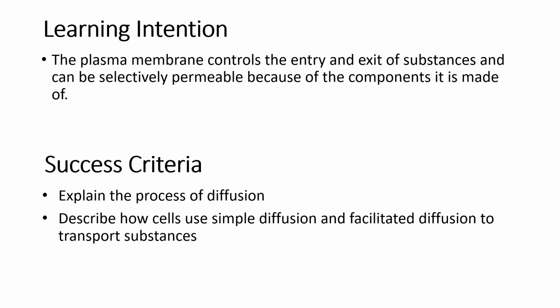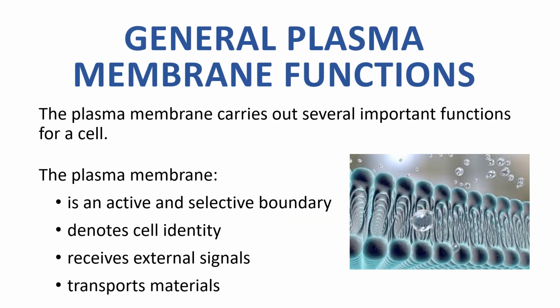So the key learning intention is that the plasma membrane controls the entry and exit of substances, which we know is the main function of the plasma membrane, and it's selectively permeable, and we'll learn more about what that means. So you need to be able to explain the process of diffusion and describe how cells use simple diffusion and facilitated diffusion to transport substances.